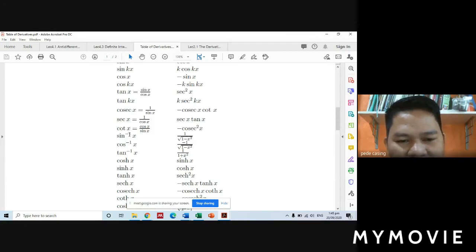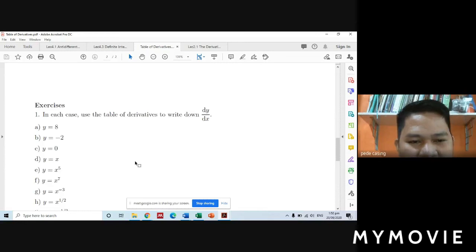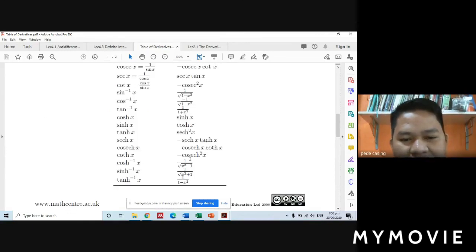What if the exponent is negative 1, or the inverse of the trigonometric function sine? Sine inverse x, the answer for the derivative is 1 over the square root of 1 minus x squared. Then we also have cosine inverse x. The derivative is negative 1 over the square root of 1 minus x squared. Tangent inverse x, the derivative is 1 over 1 plus x squared. So we also have cosine hx, sine hx, tangent hx. Okay, and so on, the inverse of these trigonometric functions.